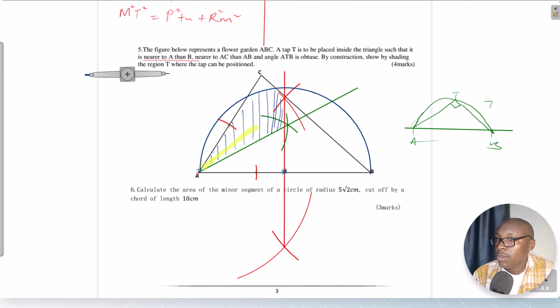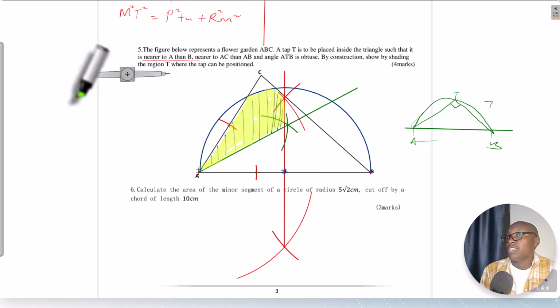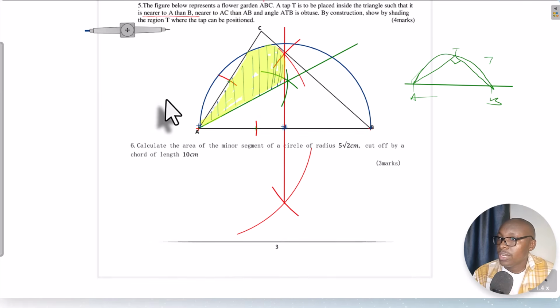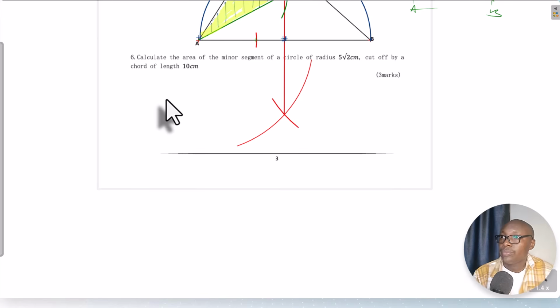So this is the region that is supposed to be there. The whole of that part that I'm shading, I don't need to shade everything. That is the part that satisfies all those conditions. So T is supposed to be lying there. That is how you're supposed to solve that question. So let's go to the next question, which is question 6.